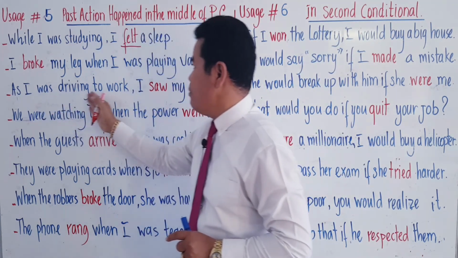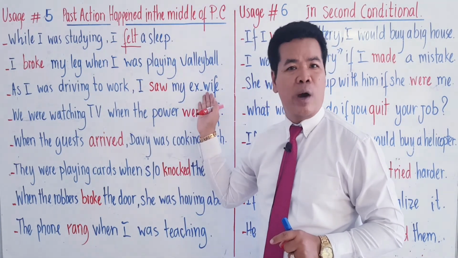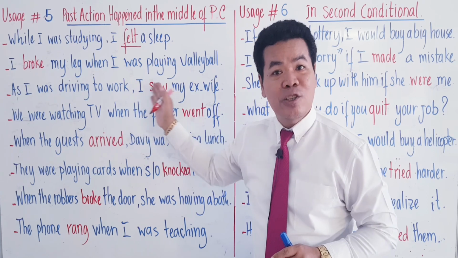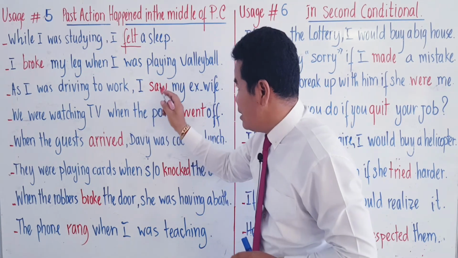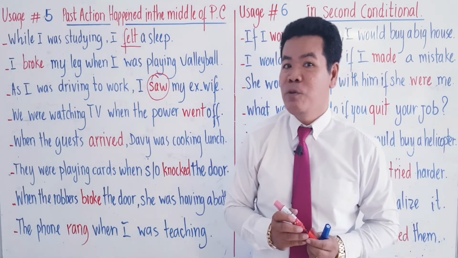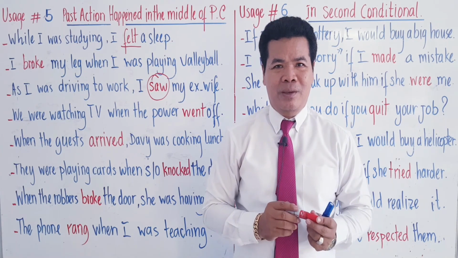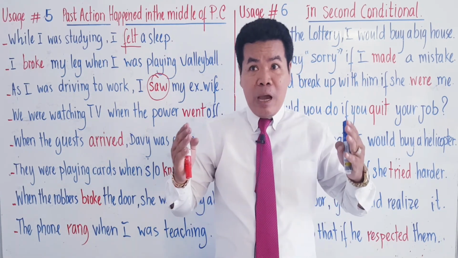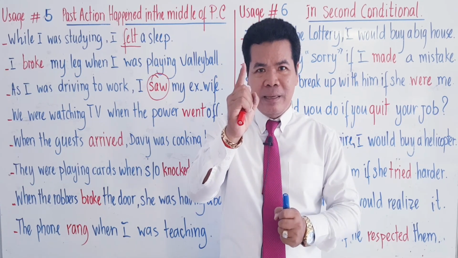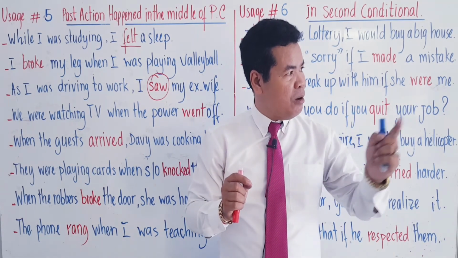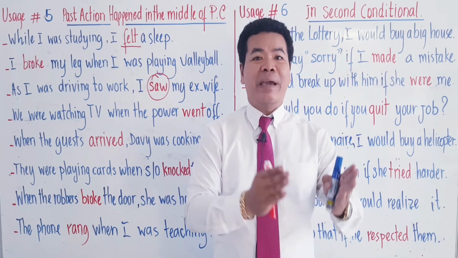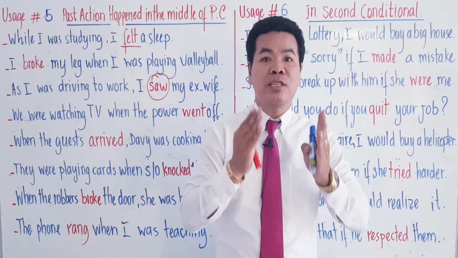As I was driving to work, I saw my ex-wife. As I was driving to work, okay, I saw my ex-wife. The action, I saw my ex-wife, happened in the middle of I was driving. For example, as I was driving to work, okay, and then one more action happened in the past, we use past simple. I saw my ex-girlfriend. So the action of past simple happens in, or interrupts, the action of past continuous.